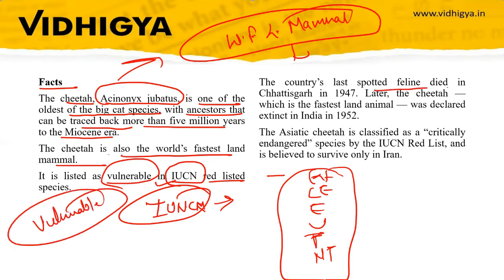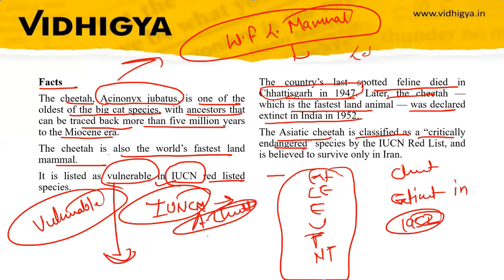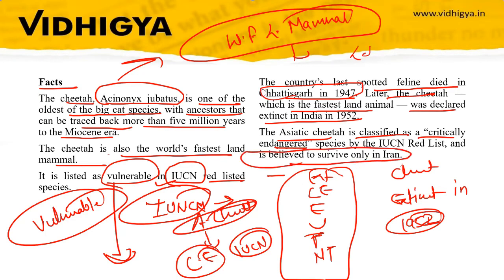The country's last spotted feline died in Chhattisgarh. So in 1947, the last cheetah spotted in India was in Chhattisgarh. Later, the cheetah, the fastest land animal, was declared extinct. So the cheetah was declared extinct in India in 1952. The Asiatic cheetah is classified as critically endangered. However, the cheetah is classified as vulnerable in the IUCN, whereas the Asiatic cheetah, a different subspecies, is classified as critically endangered in the IUCN Red List and is believed to survive only in Iran. So you have to remember these facts.